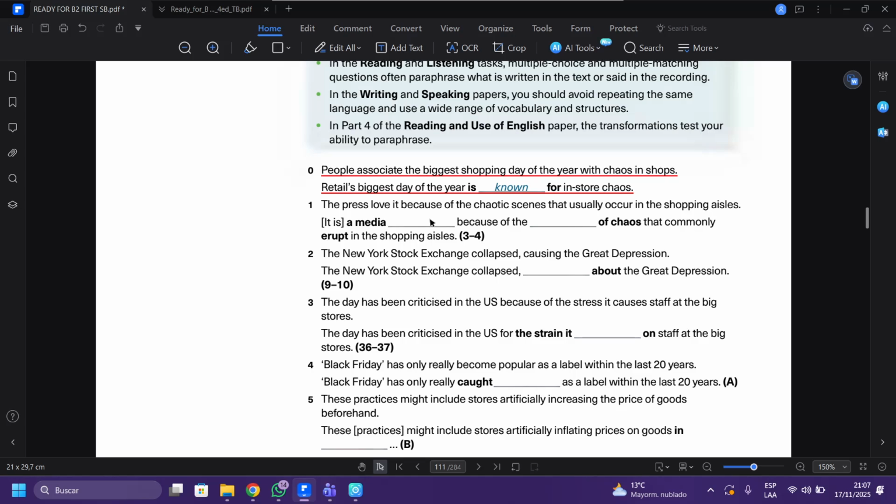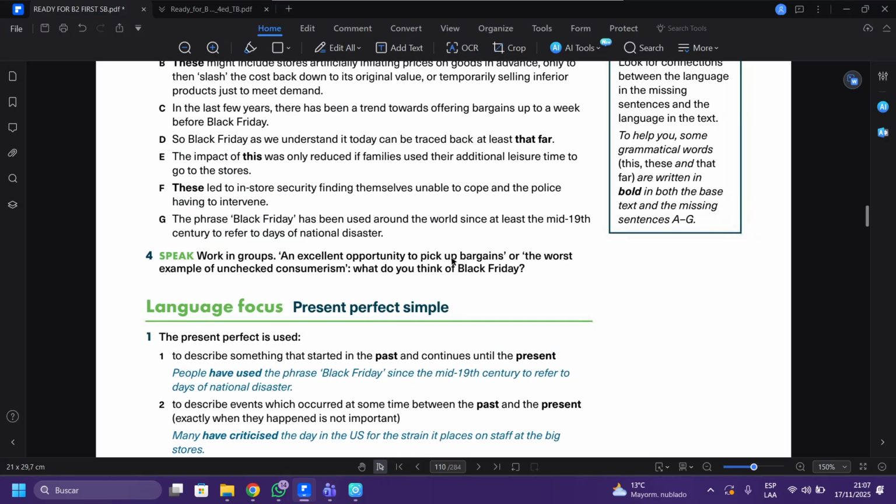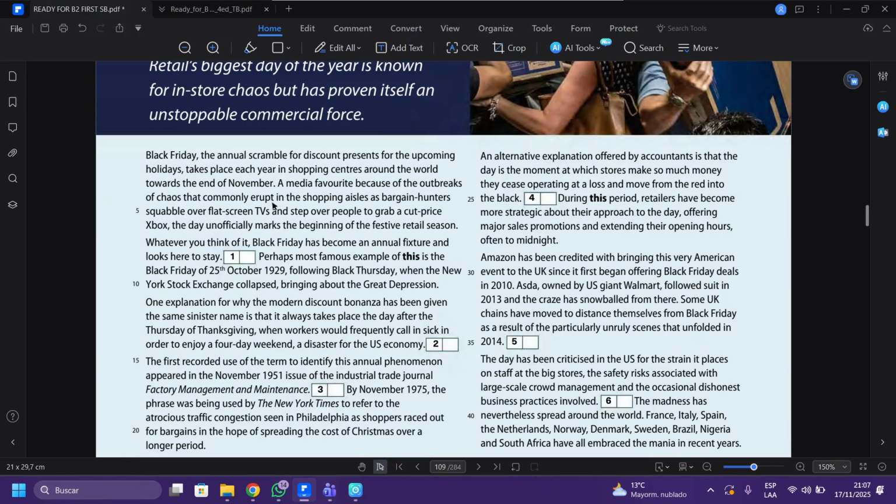It's a media favorite. Favorite is the answer. Yes, it's a media favorite because of... I think the words are here. Can you see? A media favorite because of the outbreaks of chaos is here. You see? Okay, the outbreaks of chaos. Outbreaks. What do you mean with outbreaks of chaos?